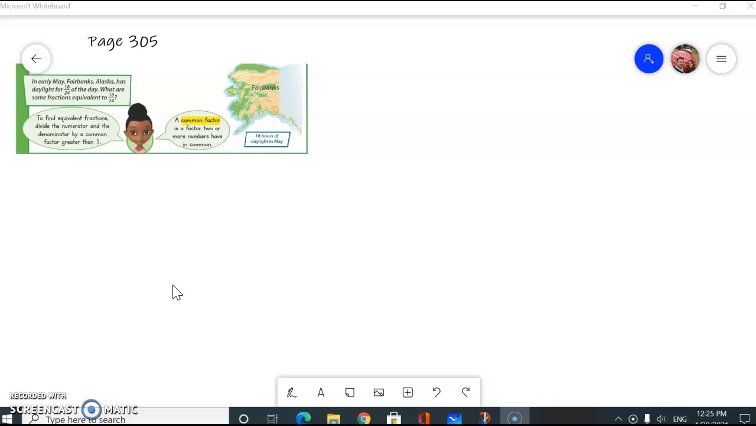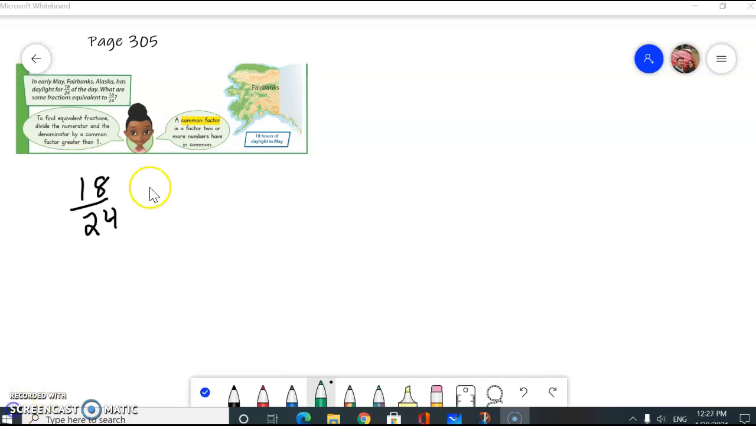To find equivalent fractions, divide the numerator and the denominator by a common factor greater than 1. A common factor is a factor two or more numbers have in common. Okay, so we're going to go ahead and do that together. We're going to list common factors.